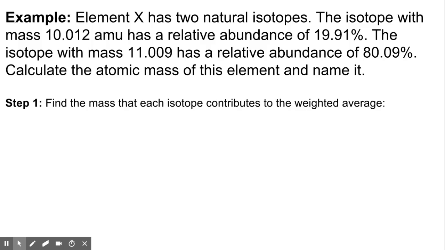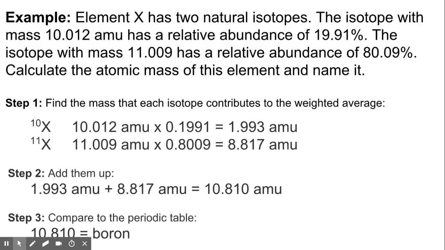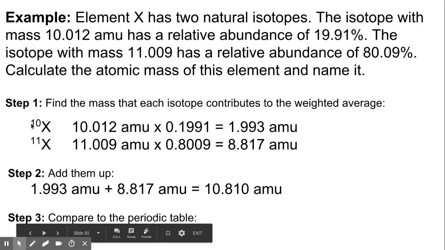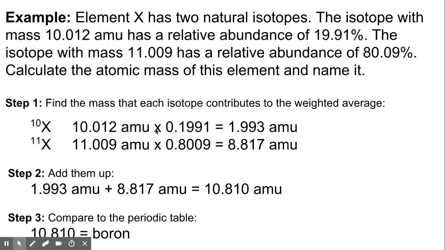So we're going to find the mass of each isotope that contributes to the weighted average. We do that by taking the information they give us, taking the percent out of the percent, so you can do that just by dividing by 100 and multiplying by it. So the 10.012 AMUs times the percent, but it's out of percent, and remember you get that by dividing by 100, equals 1.993 AMU. The second isotope is the 11.009 AMU isotope, and we also multiply it by its percent.